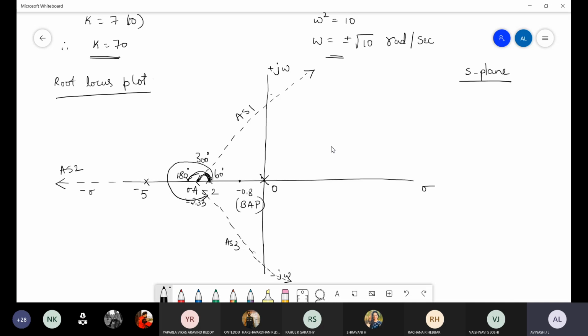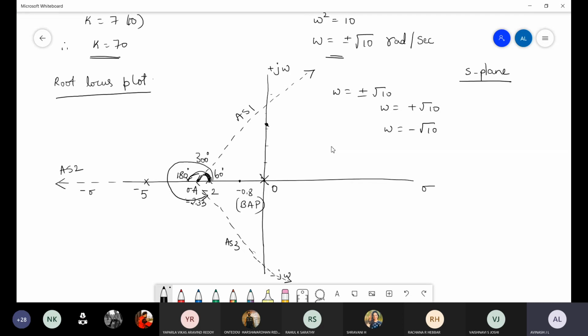After marking the breakaway point, what is the next step? The next step is the point of intersection on the j omega axis. What is that omega value? Omega will be equal to plus or minus root 10. Root 10 means, since the square root of 9 is 3, if this is 1, 2, 3, 4, then root 10 is 3 point something, somewhere here.